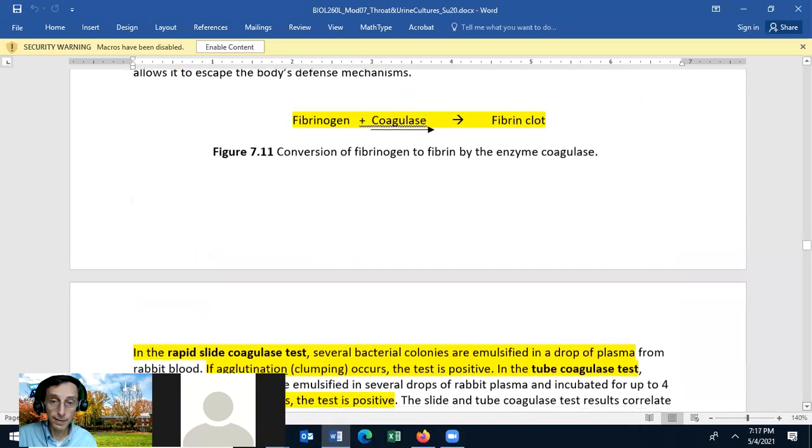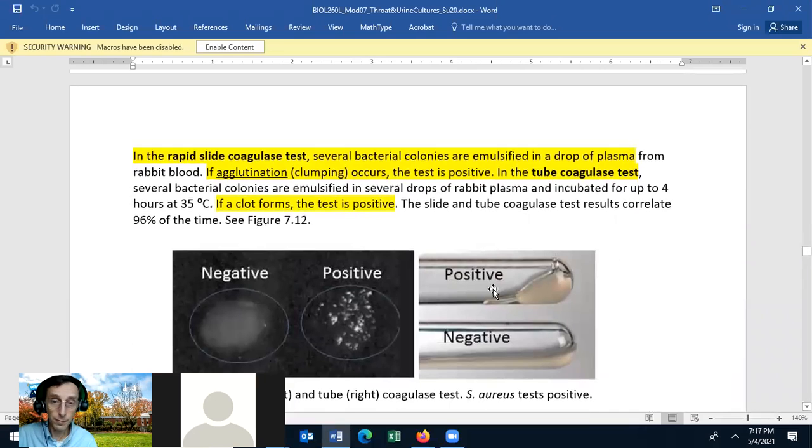And there are two possible tests. This will be the one I'll give to you in the unknown. You could also do it as a slide test. This is coagulase positive, there's clumping, and that's coagulase negative.